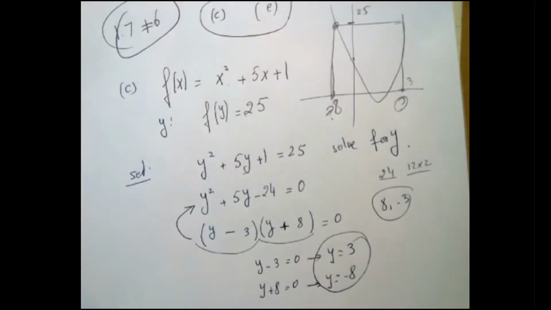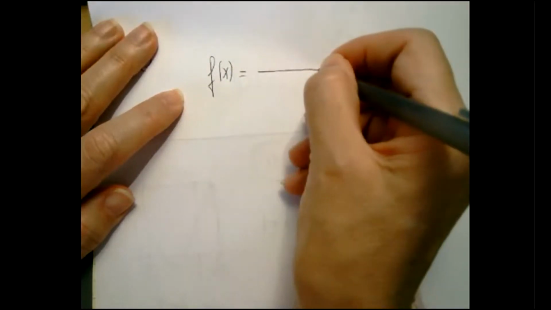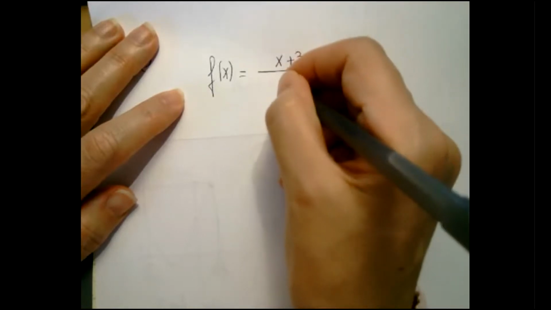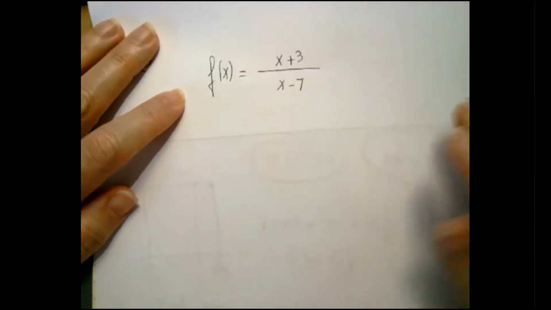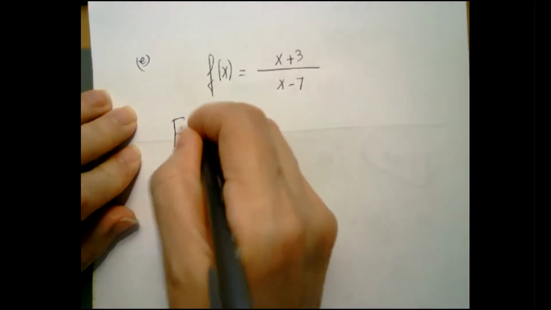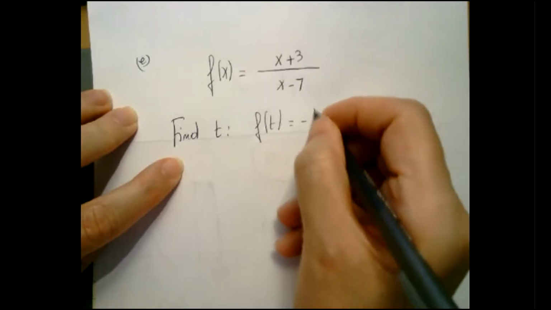Right, I'll do another one along those lines. Actually, I'm going to do E, because I've never done E before, but I gave you a hint how you do that. So E is the following. Again, it's all about solving. This is (x plus 3) over (x minus 7). And the question is: find all values of t such that f of t is negative 4.